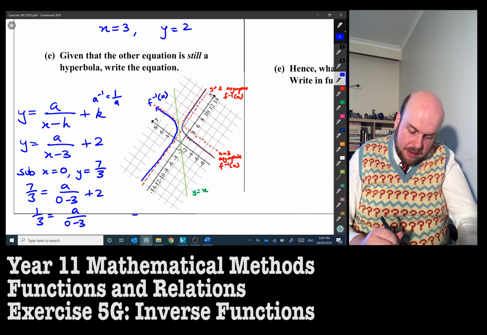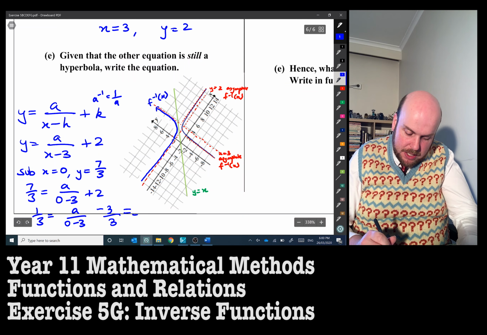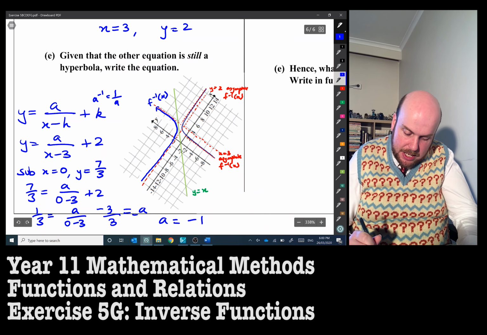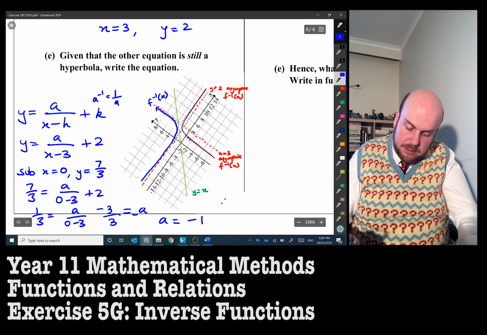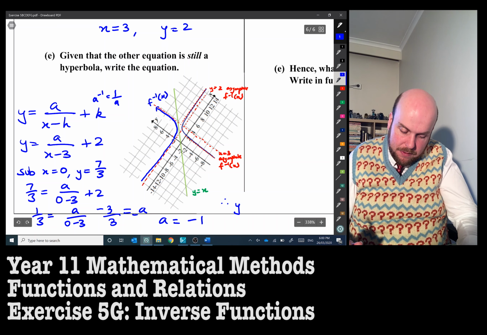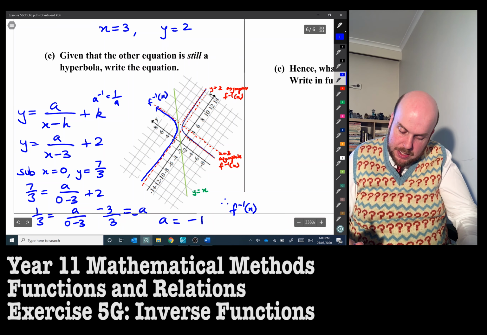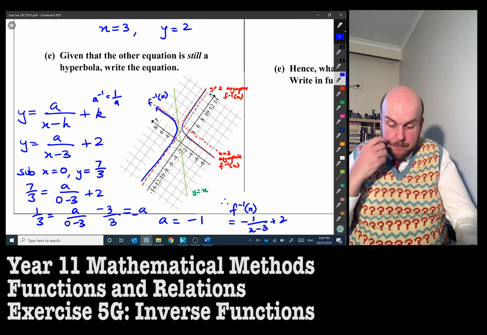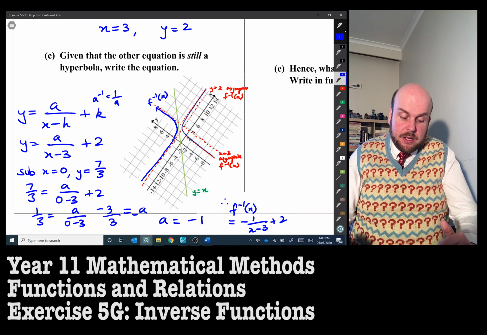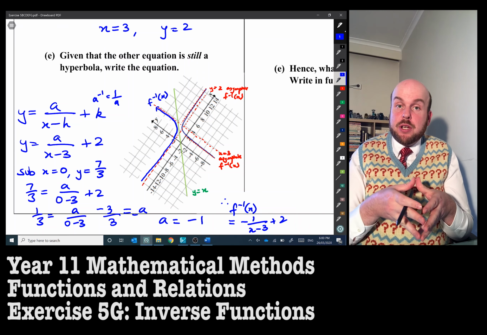1/3 is equal to a over 0, take away 3. So if I multiply both sides by negative 3, that becomes negative 3 over 3 is equal to a. A is equal to negative 1. So therefore, the inverse function should be negative 1 over x minus 3 plus 2. So there we go, that's how we can find the equation using that graph.